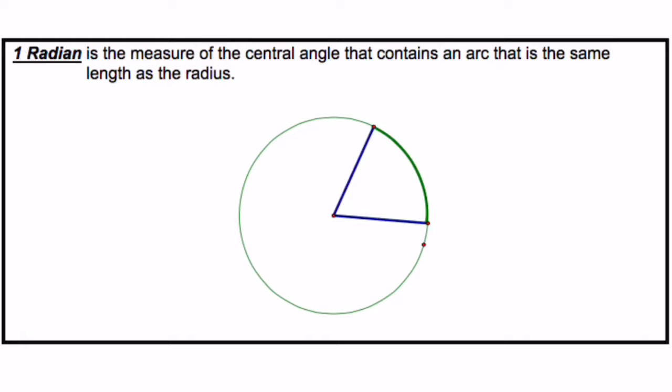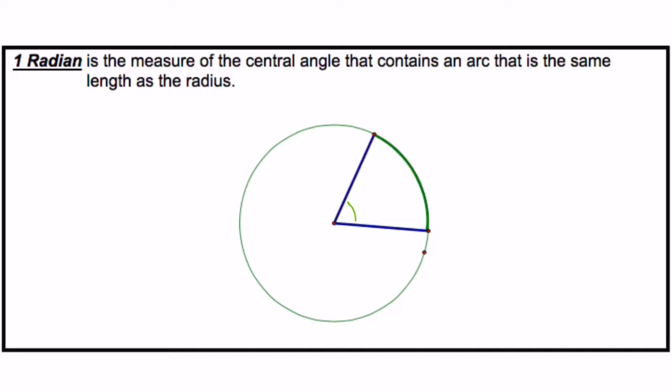Okay, this is just a quick explanation of what a radian is. So a radian is the measure of the central angle that contains an arc that is the same length as the radius. So here, this little circle with a line through it, that's theta. Angle theta there contains our arc between its two endpoints.